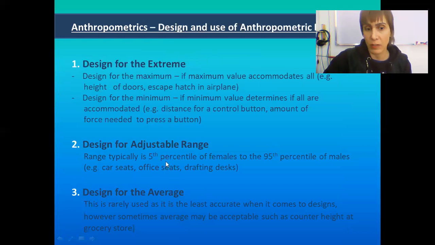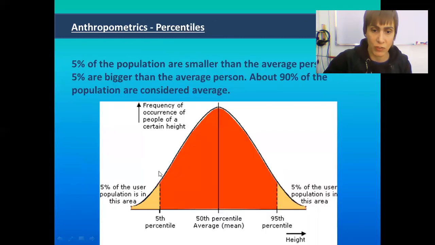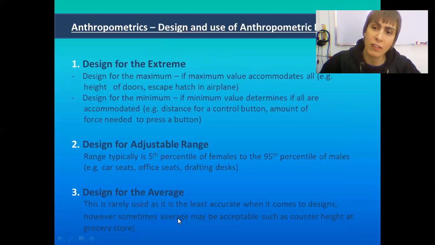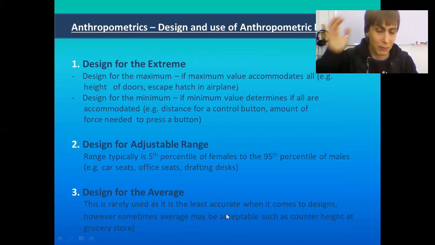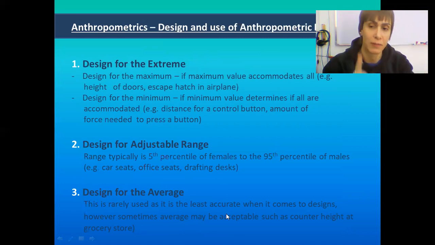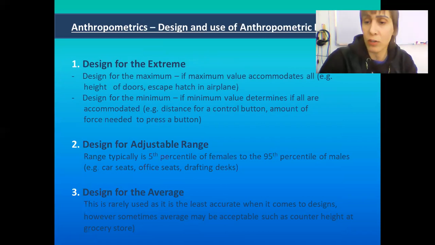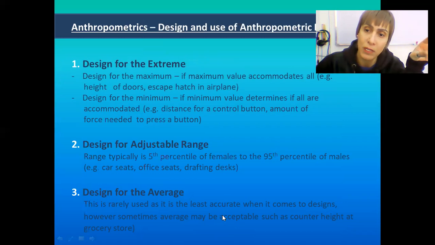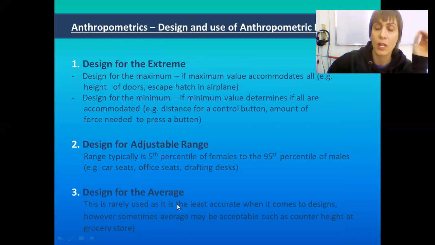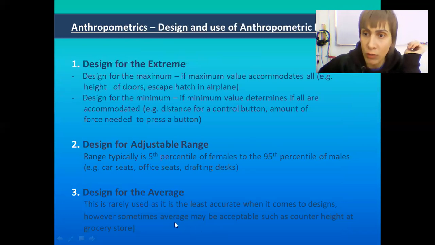Sometimes also we said that you're designing for the average. What's the average? The 50th percentile. Now, this is not a very accurate number, because if you're designing for the average, you take the average number, it's the easiest to find and to apply, but it's not very accurate, because if you design for the average, it means the small people will not be very comfortable using it, and the very big people will not be comfortable using it.